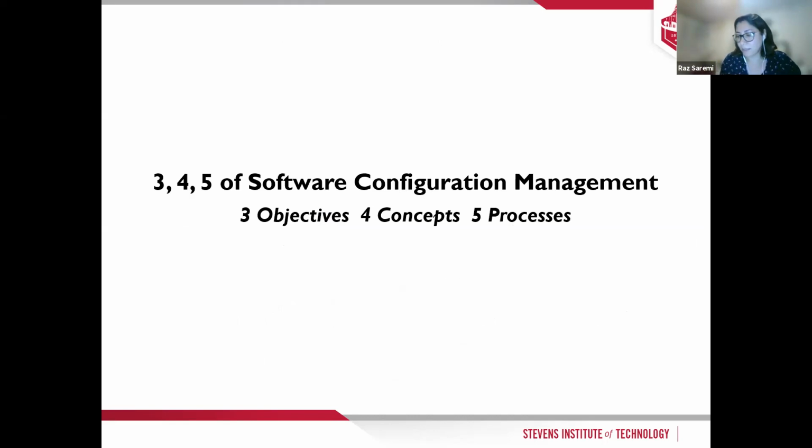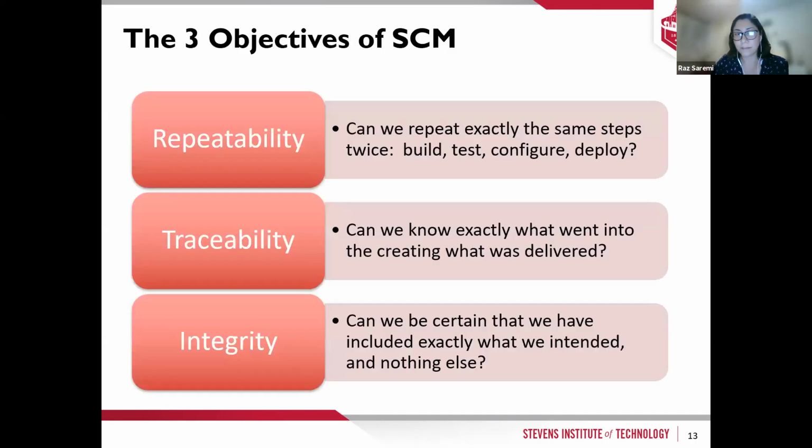With that, now we can focus on the objectives, concepts, and processes. From the definition, what were the objectives? One was the repeatability that Dave said. What are the other two? Traceability and integrity. Exactly. So we want to make sure that the system is repeatable, then it's traceable, and then it has the integrity of what we wanted to do.